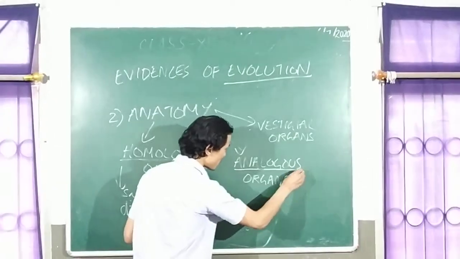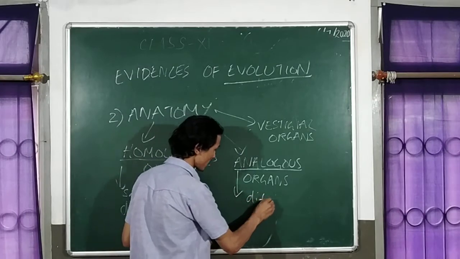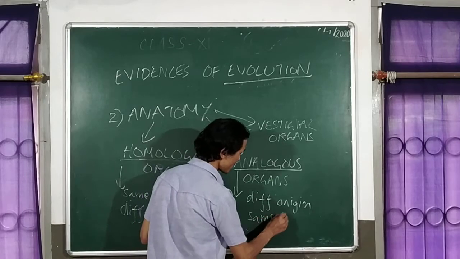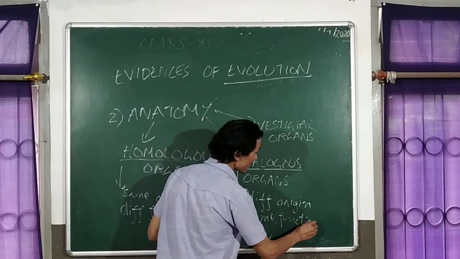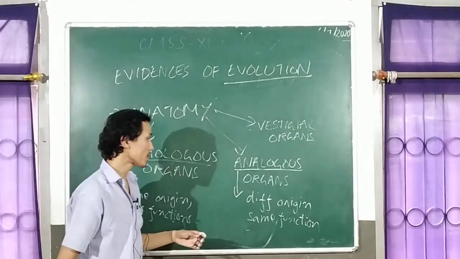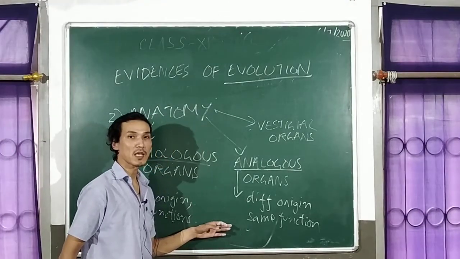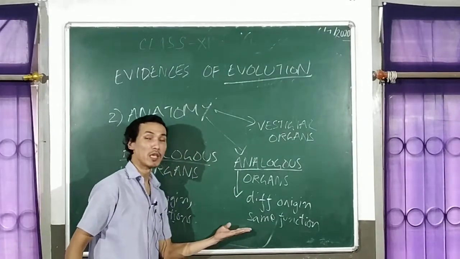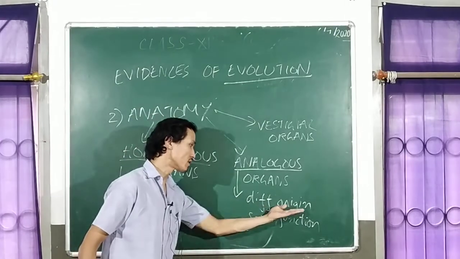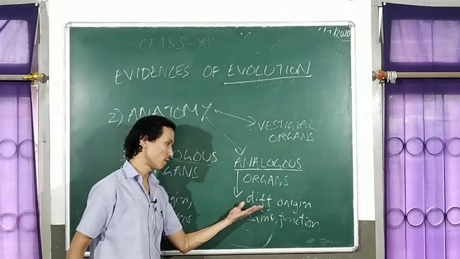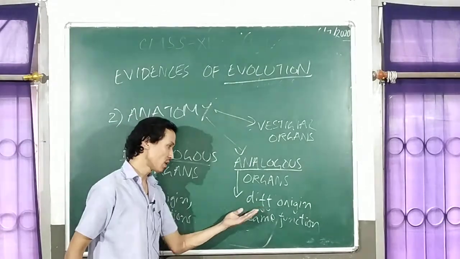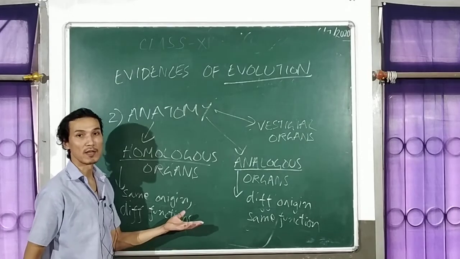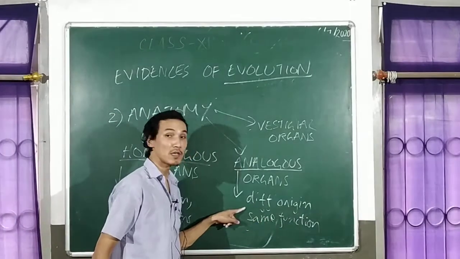Analogous organs means organs which have different origin but serve the same function. Examples are wings of insects and birds. Both are used for flight. That means they are serving the same function, but the origins are different, because in birds the wings are modified forelimbs, whereas in insects the wings are nothing but a part of the exoskeleton. That means they have different origins.